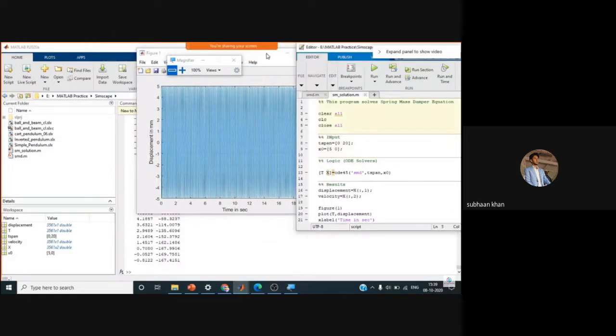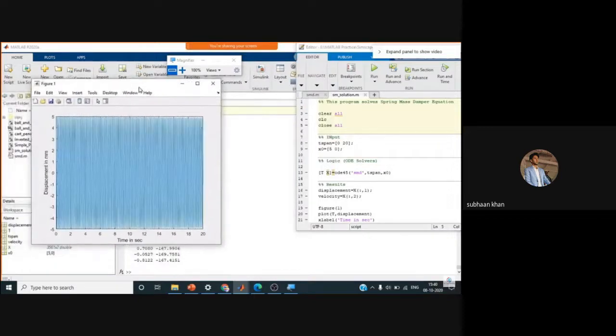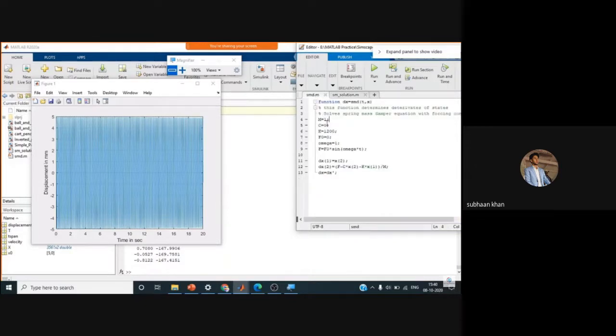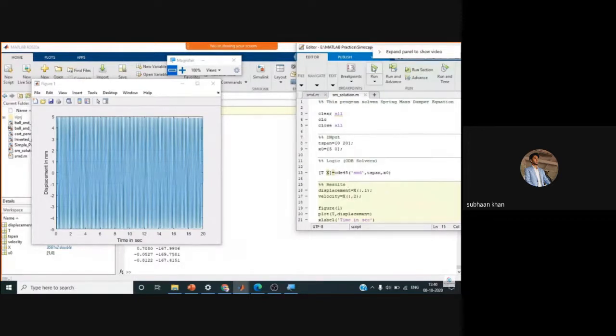Okay, so the first step of simulation: first of all identify what your input is. If your input is not proper, then obviously your output also is not. We'll now provide a small amount of damping for this. We'll provide 5 as damping. Okay, and then again I will simulate.